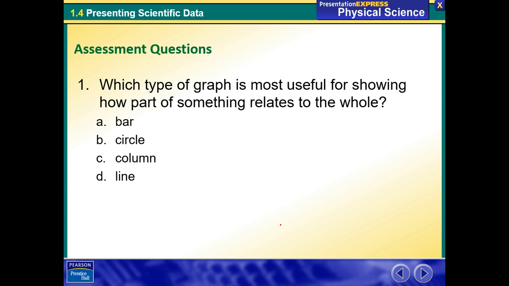So number 1, which type of graph is most useful for showing how parts of something relate to the whole? A, bar, B, circle, C, column, or D, line? If you said circle, you are correct. The key words to look for there are how something relates to a whole. So the whole pie, we're looking at a small part of it.